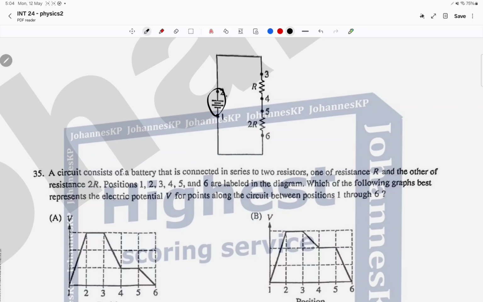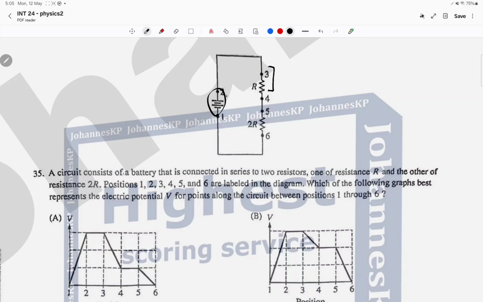Okay, so basically, from 1 to 2, it's increasing. And then it's at rest, constant, until it reaches the 3, which is the resistance, and it will decrease. It has to drop. And then from 4 to 5, it's constant. And then it decreases when it passes through the 2R resistance.